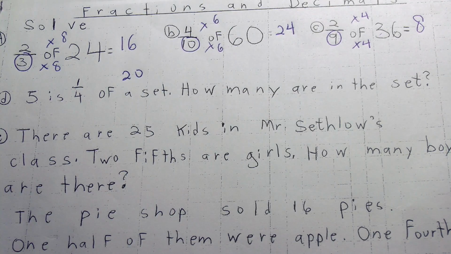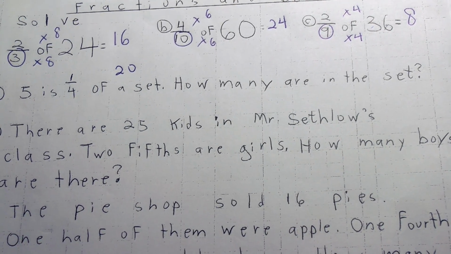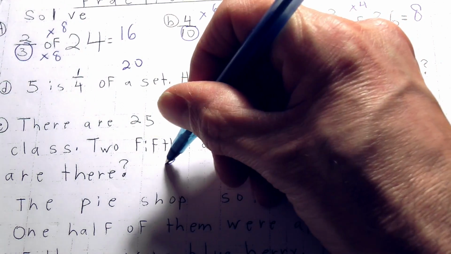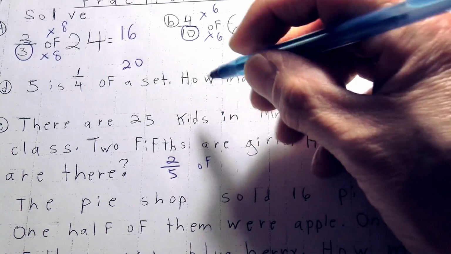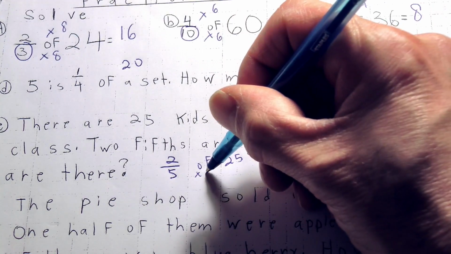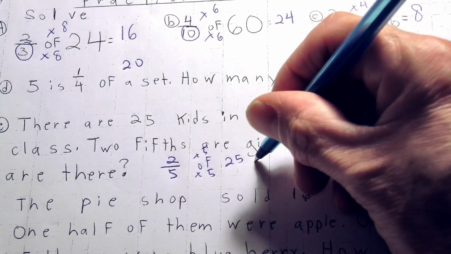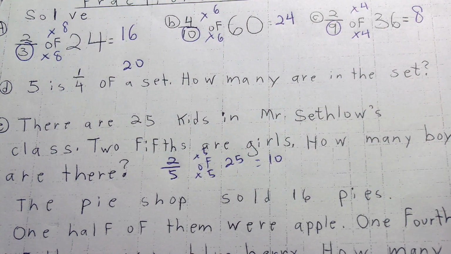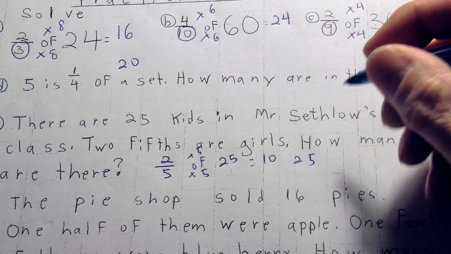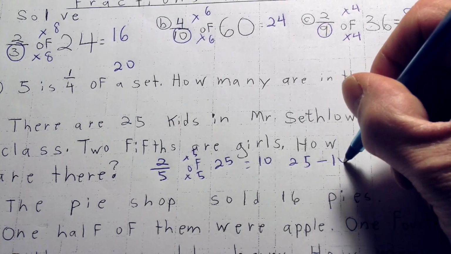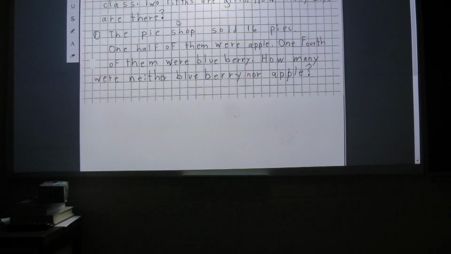There are 25 kids in Mr. Sethlow's class. 2/5 of those students are girls. How many boys are there? Okay, let's figure this out with the girls first. 2/5 of 25. 5 times 5 is 25. Therefore, what you do to the bottom, you do to the top. 10 of those 25 students are girls. Therefore, to figure out how many boys, we simply subtract. 25 minus the 10 girls means that this class has 15 boys.